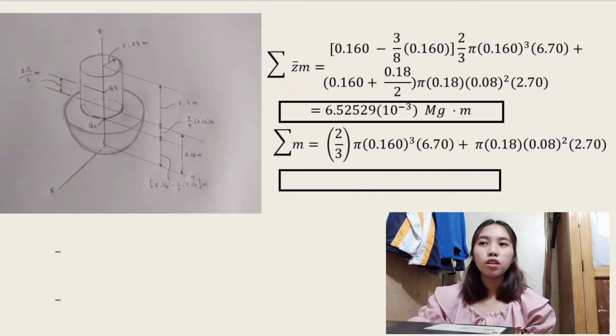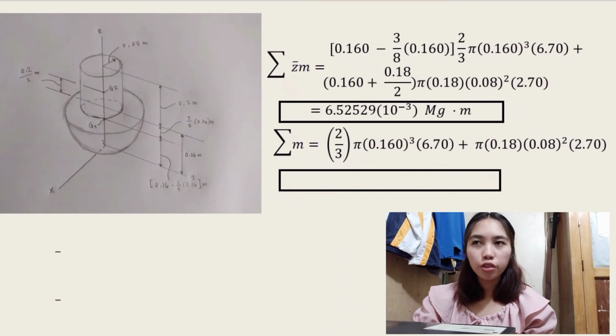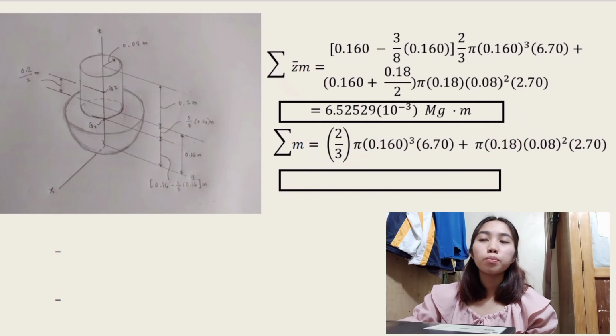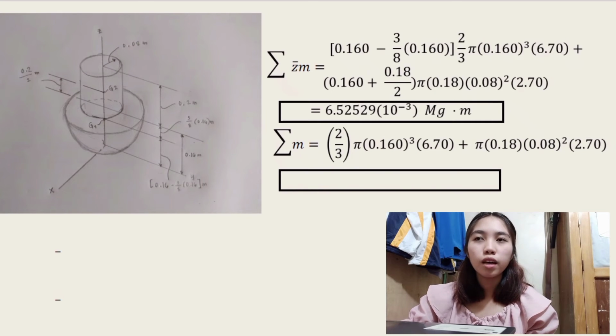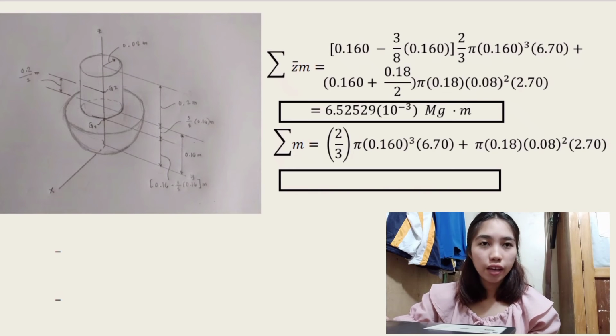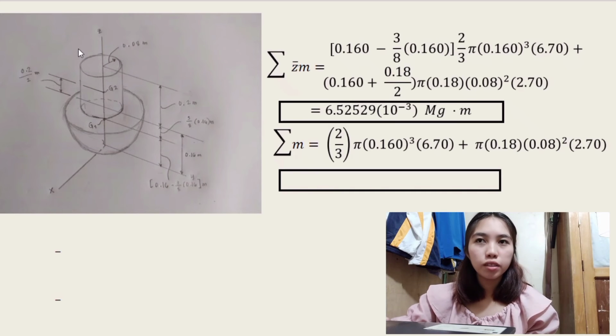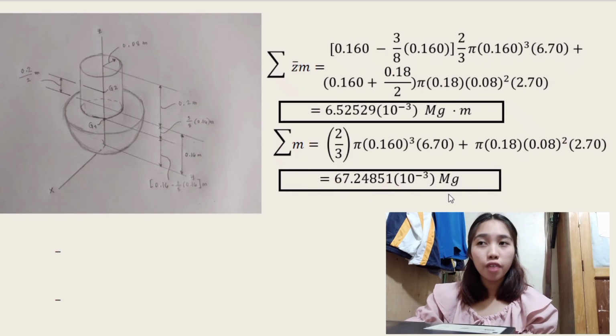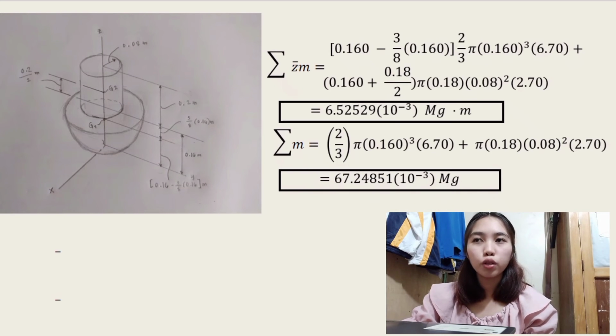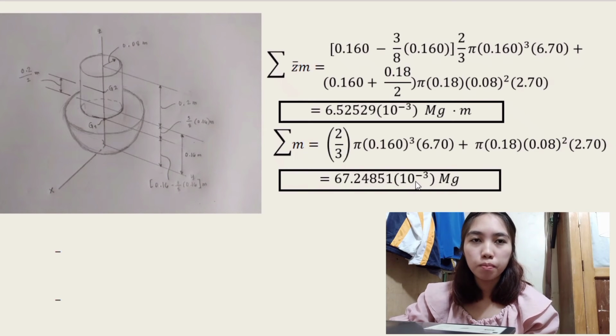And the summation of the mass is equal to 2/3 pi times 0.160 cubed times the ρ steel, 6.70, plus pi times the height 0.18 times the radius, which is 0.08 squared, times the ρ aluminum, which is 2.70. The summation of m is equal to 67.24851 times 10 raised to negative 3 milligrams.